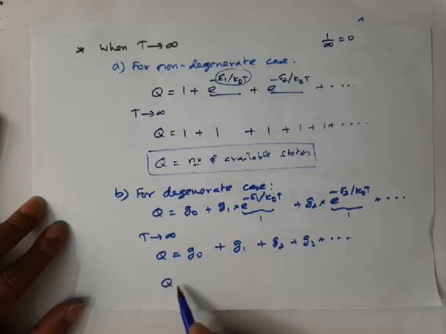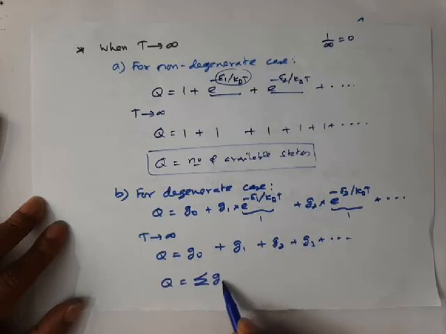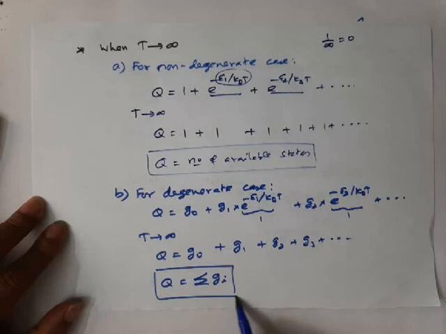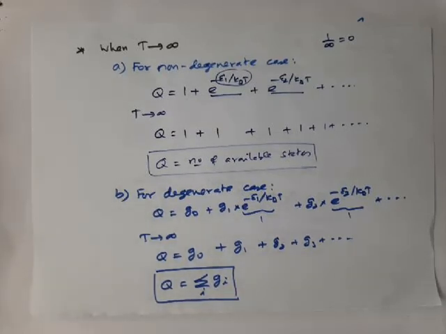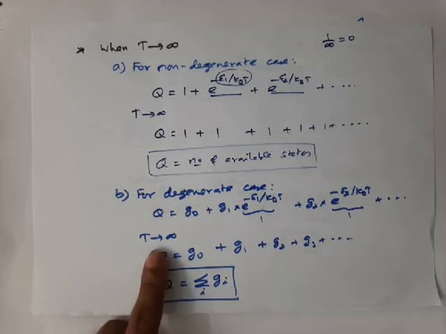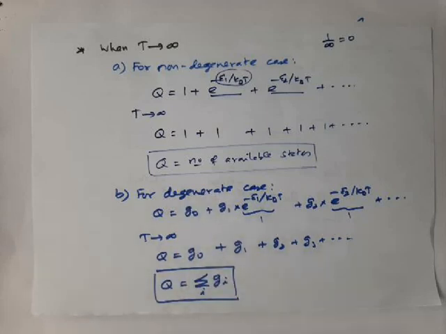So Q is equal to the sum over gi. We should sum over the energy levels; that is, you should sum up the degeneracy of each level up to the available energy levels we consider. This is the value the partition function will attain when temperature approaches infinity in the case of energy levels which are degenerate. Keep all these things in mind.